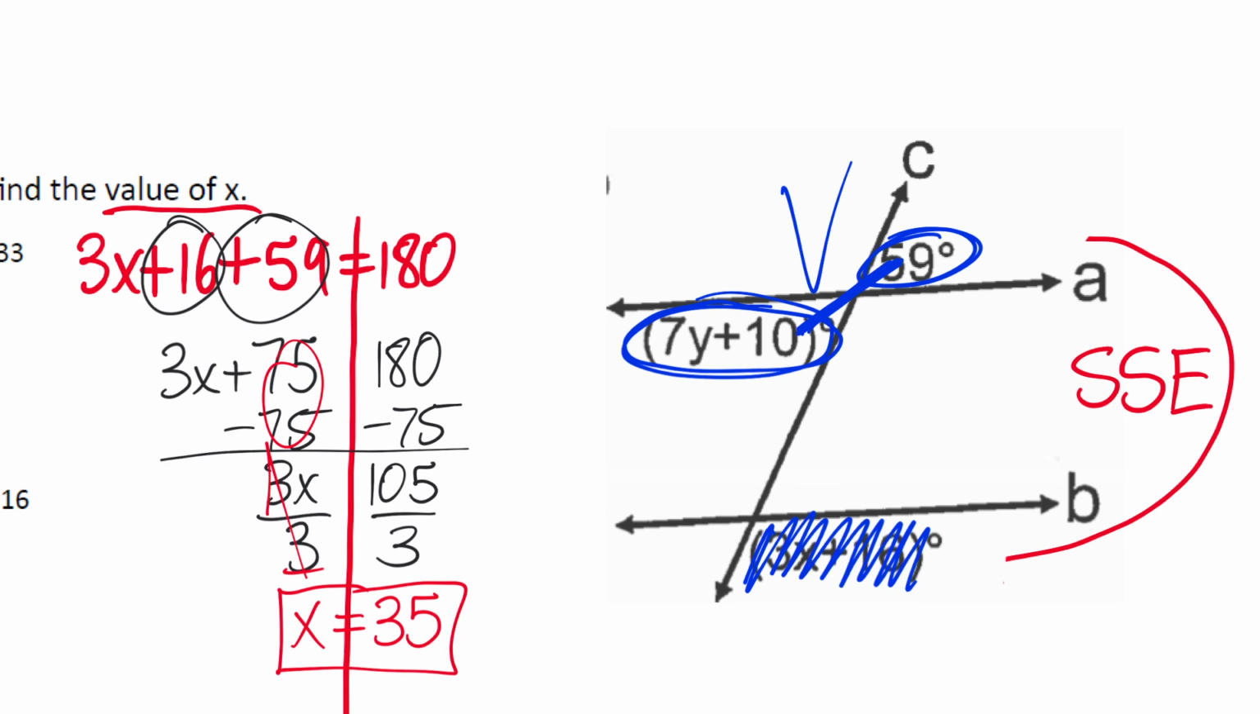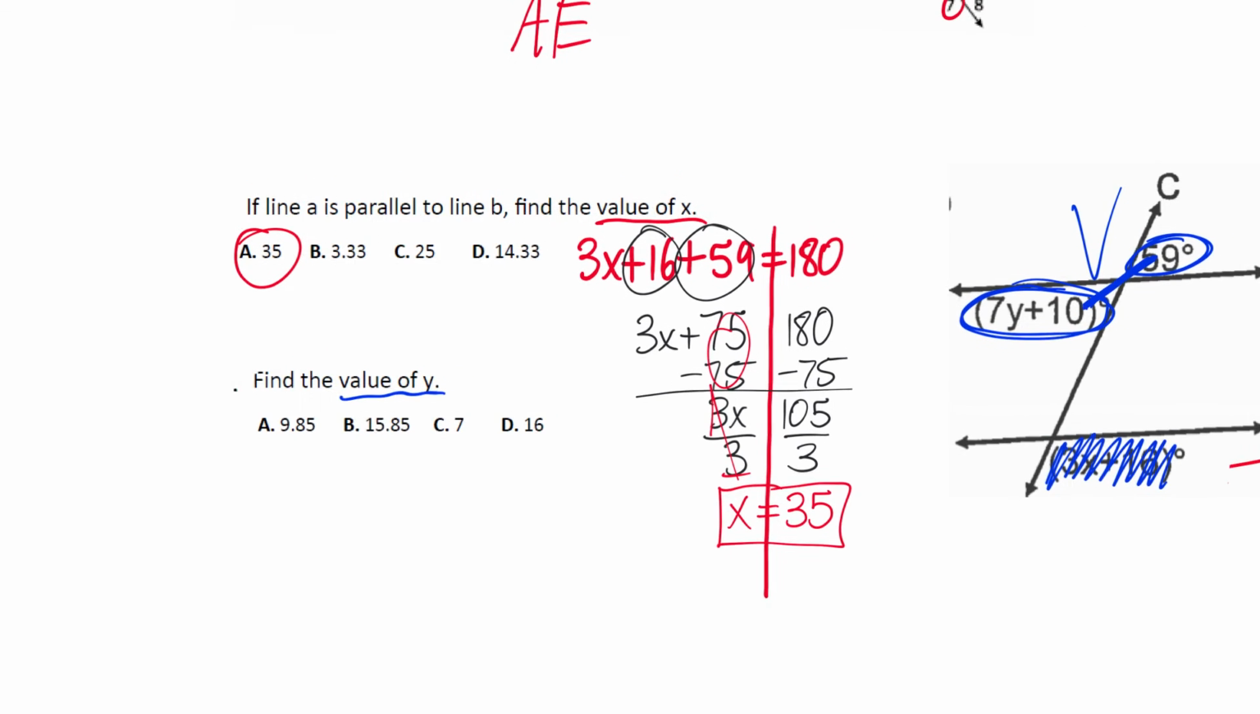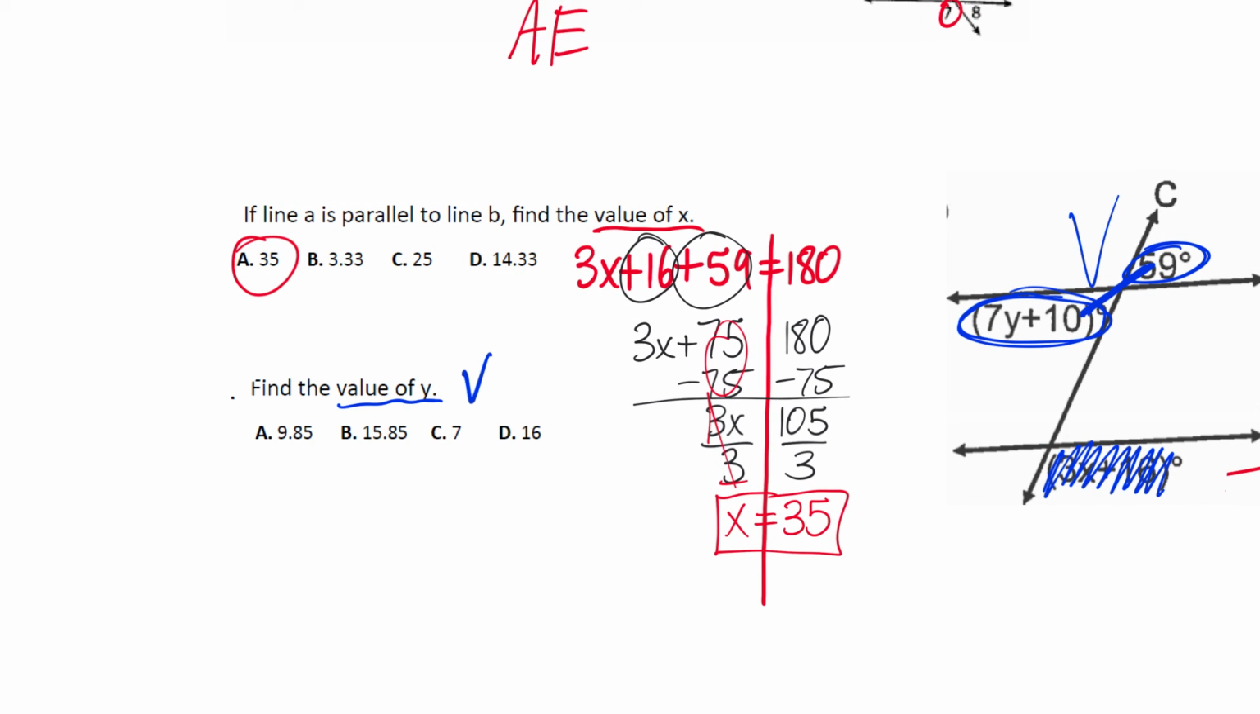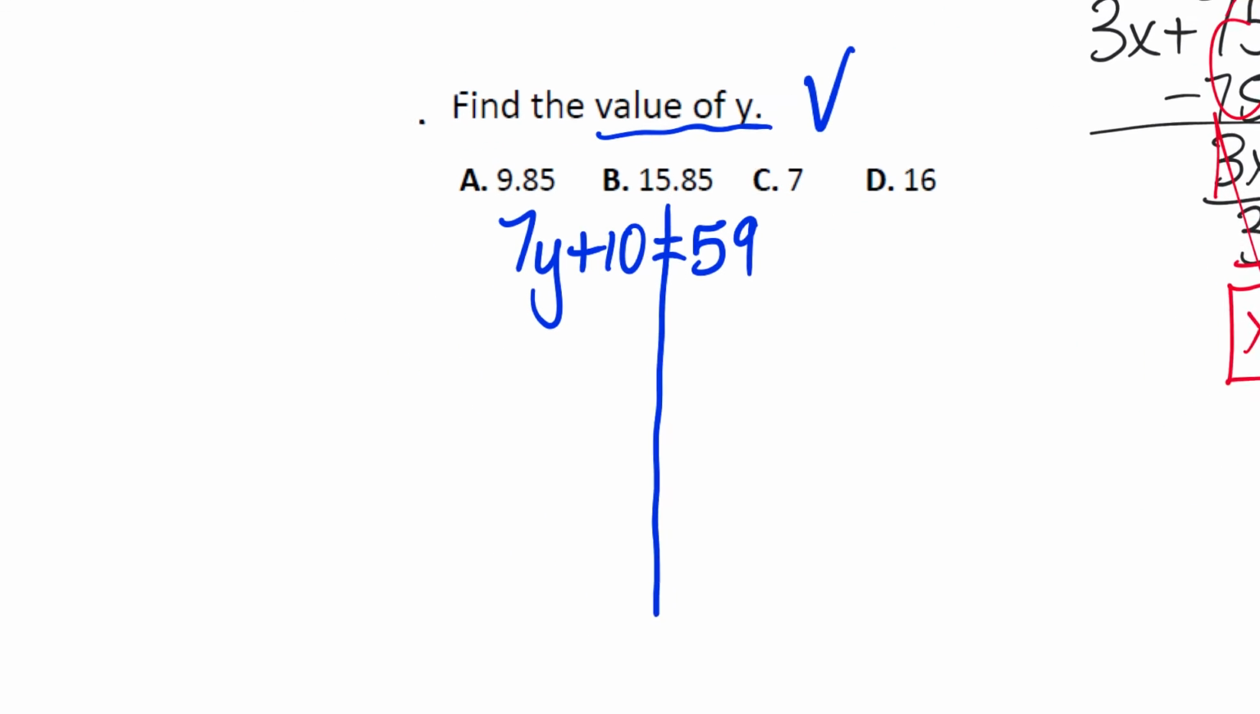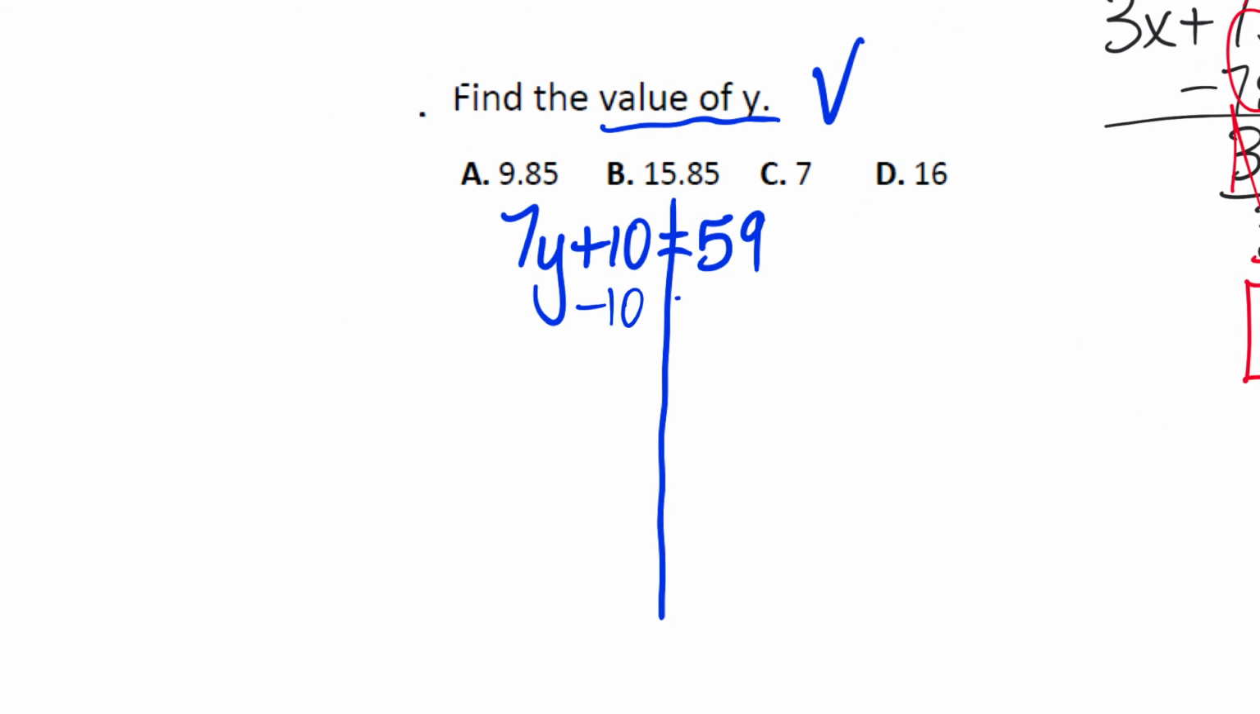Vertical. Those are vertical. And what do I know about vertical angles? They're always congruent. So these I am going to put equal to each other. So I'm going to put 7y plus 10 equals 59. All right, and then just minus 10 on both sides.